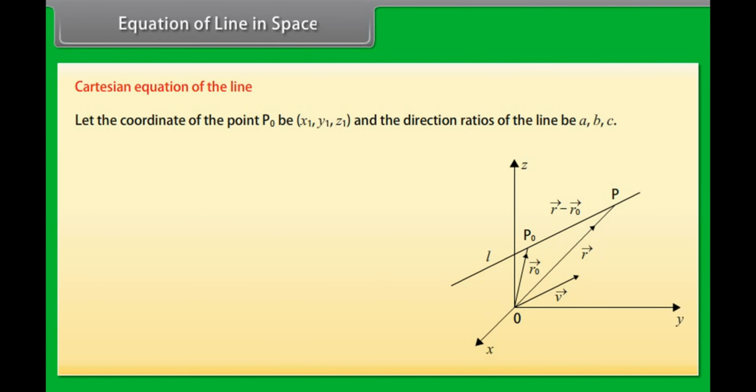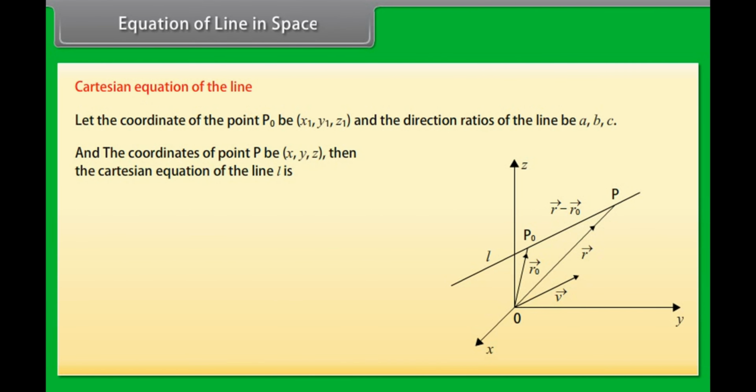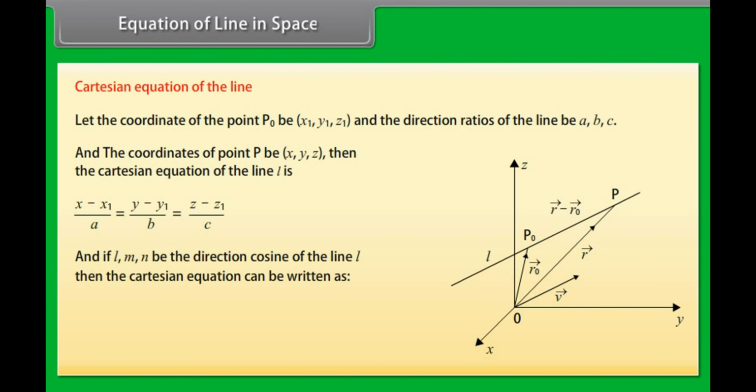Let the coordinates of the point P0 be x1, y1, z1 and the direction ratios of the line be a, b, c. And the coordinates of point P be x, y, z, then the Cartesian equation of the line is (x minus x1) by a equals (y minus y1) by b equals (z minus z1) by c. And if l, m, n be the direction cosines of the line L, then the Cartesian equation can be written as (x minus x1) by l equals (y minus y1) by m equals (z minus z1) by n.